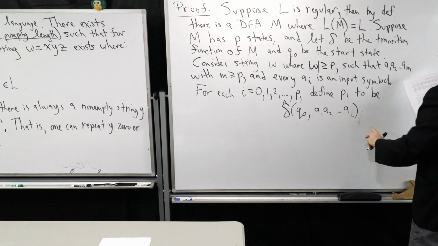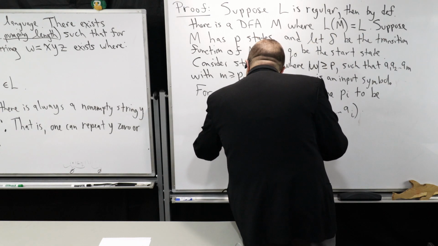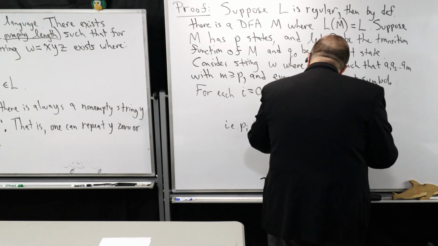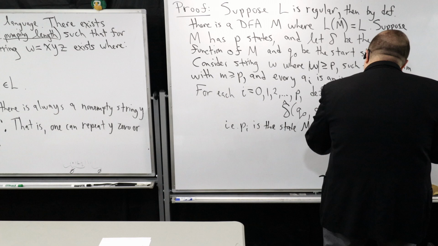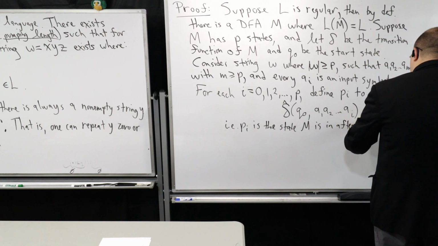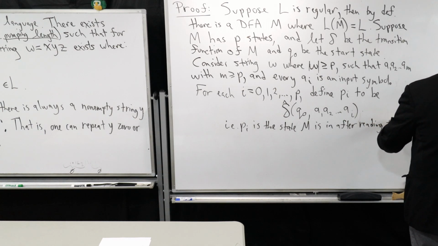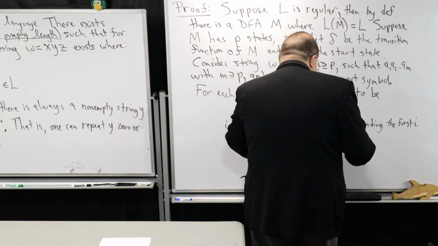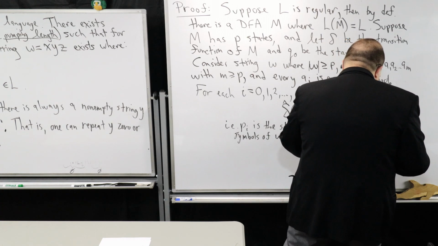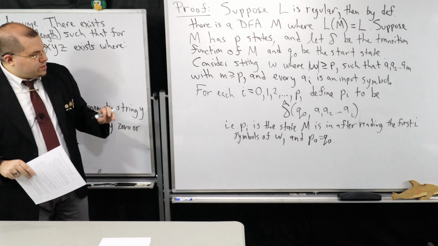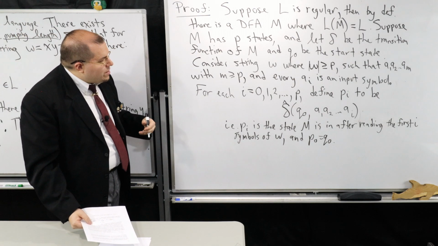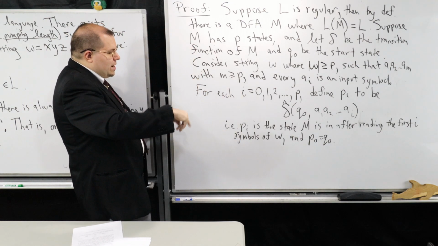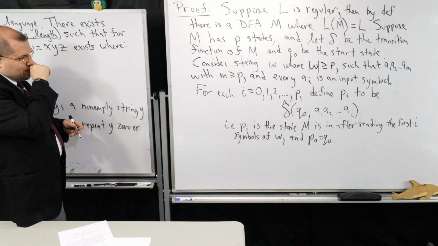To be particular, just to make sure I'm clear with everybody, Pi is the state M is in after reading the first i symbols of W. And P0 is going to be equal to Q0. So what I'm doing here is using the extended transition function to give names to the states in the original DFA. I'm going to call them P0, P1, P2, all the way up over here. So imagine I have all of these.